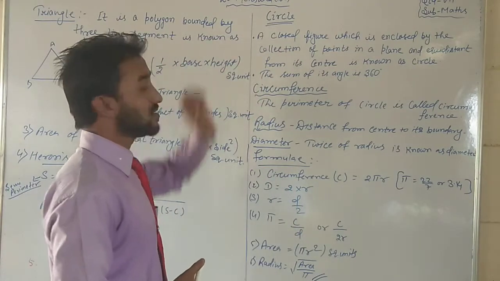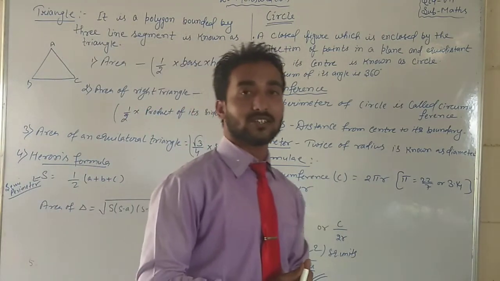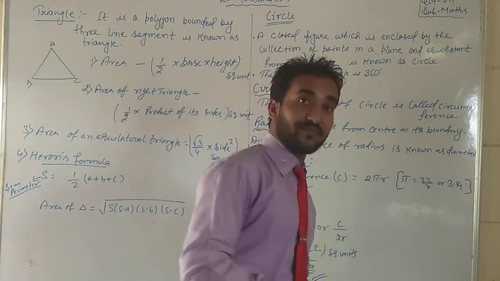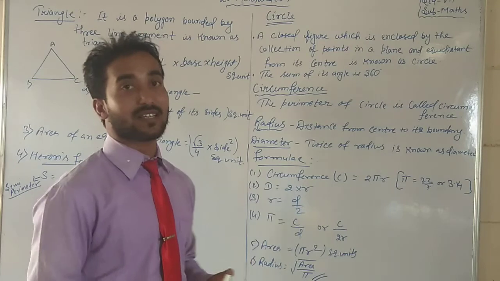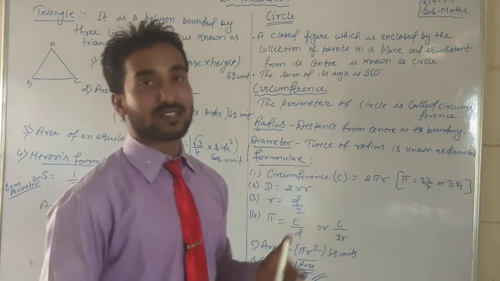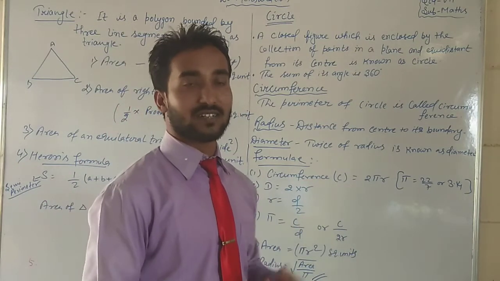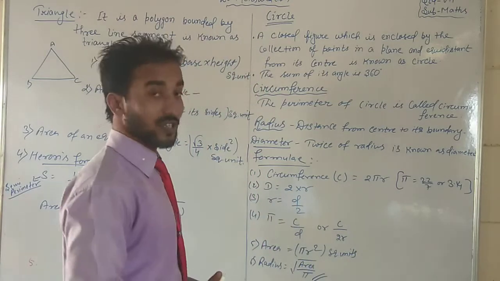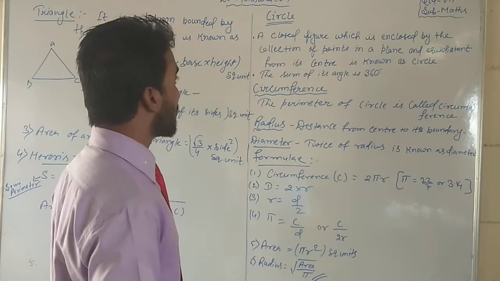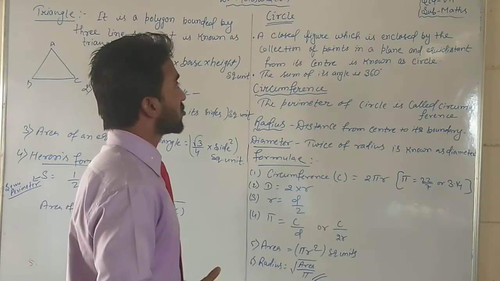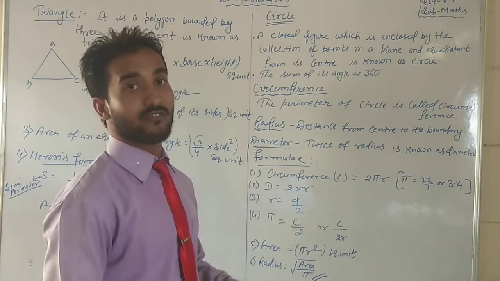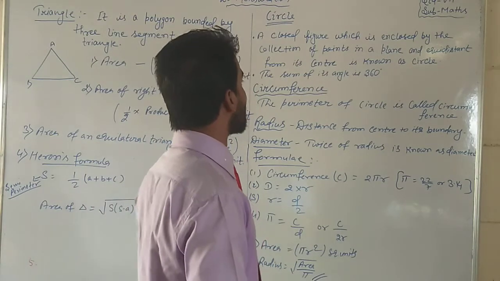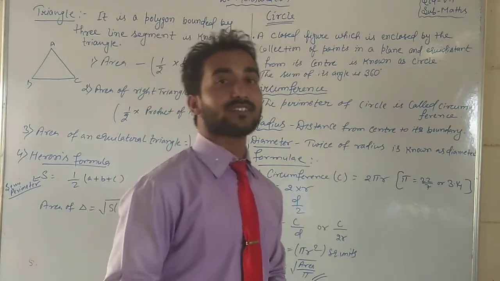Now let's proceed to circle. The next topic is circle. What is a circle? It is already explained in geometry, but a few parts are given in mensuration too. A circle is a closed figure enclosed by a collection of points in a plane, equidistant from its center. It means the distance from the center all around the 360 degree angle is equal.